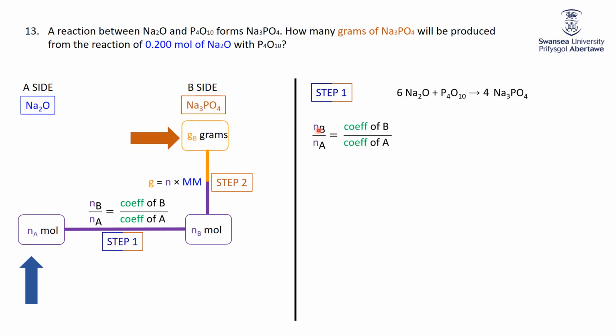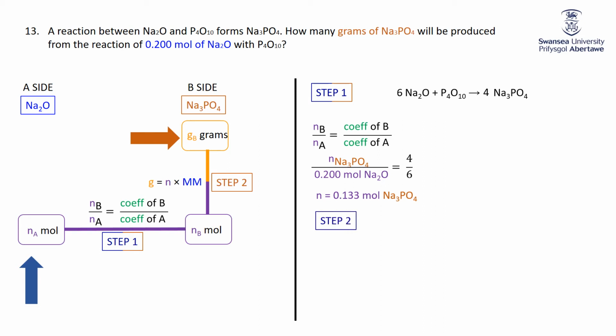So moles of B, Na3PO4, we don't know. Moles of A is going to be 0.2 moles. Coefficient of Na3PO4 is 4. Coefficient of A, the Na2O, is 6. Pop all that in, and there they are. Multiply it out, and we get that we have 0.133 moles of Na3PO4. So this box here, 0.133.